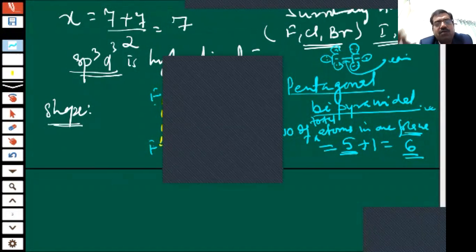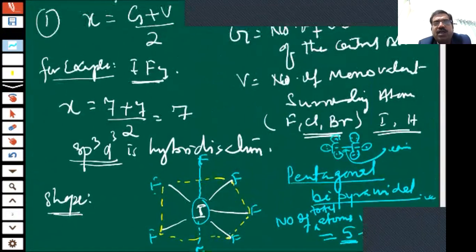That's why we are discussing each and every molecule, so we can understand where the lone electrons are, where the electronic repulsions are, which bond is bigger and which bond is smaller. That only we are going to discuss.